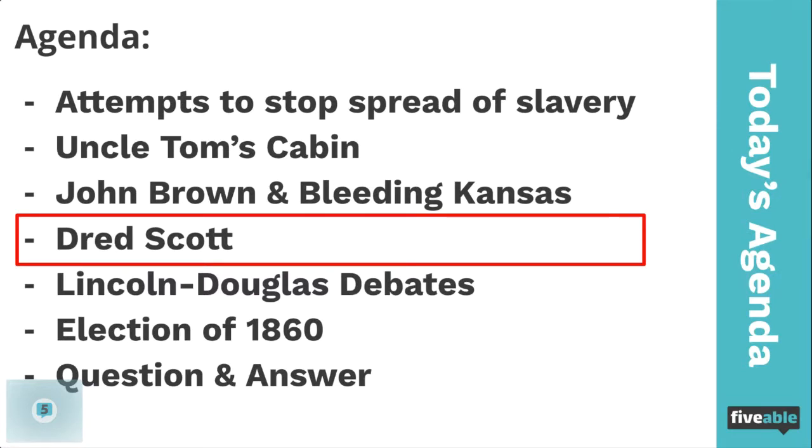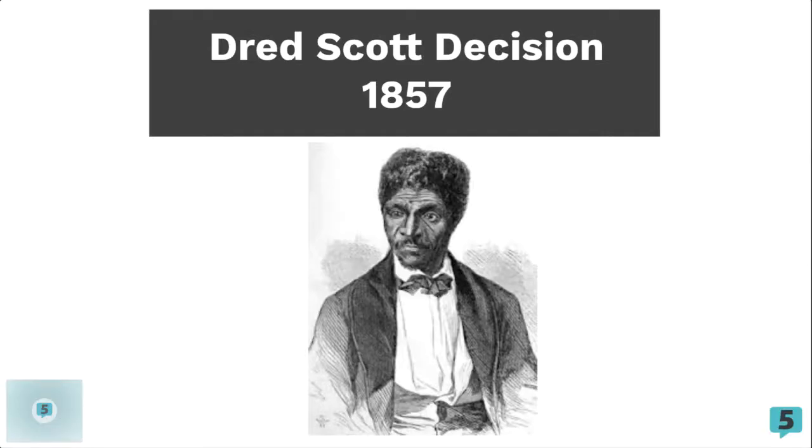Remember, let's go back to the spread of slavery. The only way you stop cancer is to stop it from spreading. The only way you can save the Union is to stop slavery from spreading. That was Abraham Lincoln. So in 1857, 2 years before Harper's Ferry, we have this man named Dred Scott. Have you guys ever heard of Dred Scott? All right, perfect. So this is going to be another important person to remember.